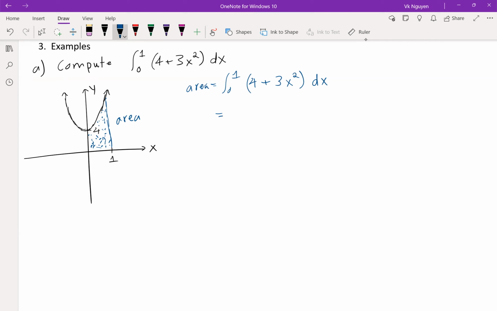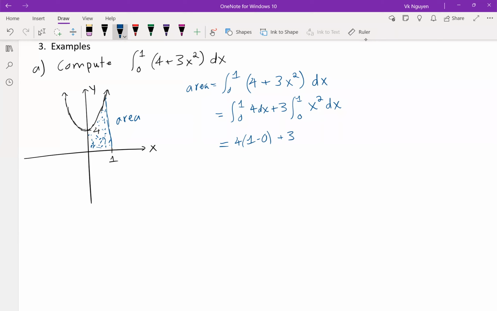Now we're going to be using properties of integration. Split this out into the integral from 0 to 1 of 4, plus 3 going in front of the integral from 0 to 1 of x squared dx. And the 4 here is 4 dx. Well, if we integrate a constant function, it's just going to be 4 times (1 minus 0), the area under the curve, plus 3.